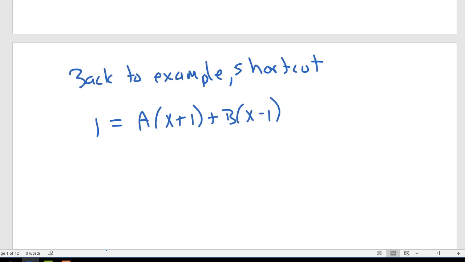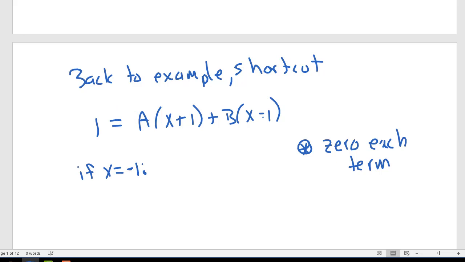One thing we can do to kind of cheat is ask how we zero out a term. The note is we're going to zero each term. If I plug -1 into this factor, it makes it 0, and 0 times a gets rid of the a. So if I plug -1 into this equation, on the left-hand side I have 1, and on the right-hand side I have 0a, and then b times -2. So I get 1 equals -2b, and b is -1/2.